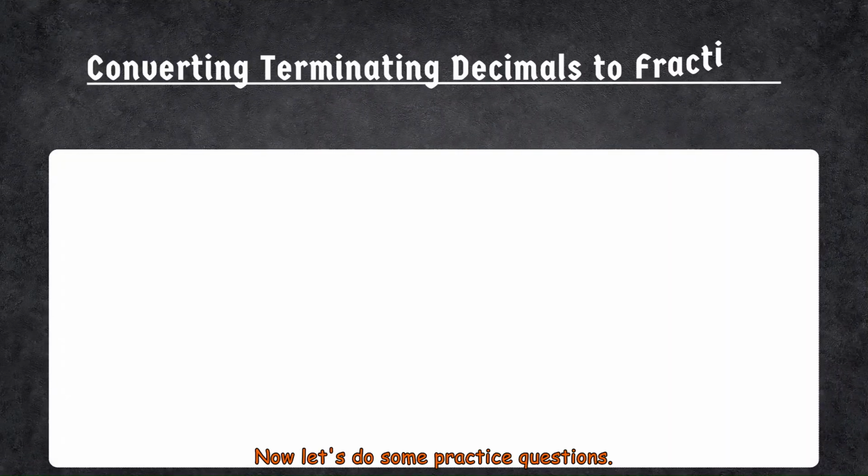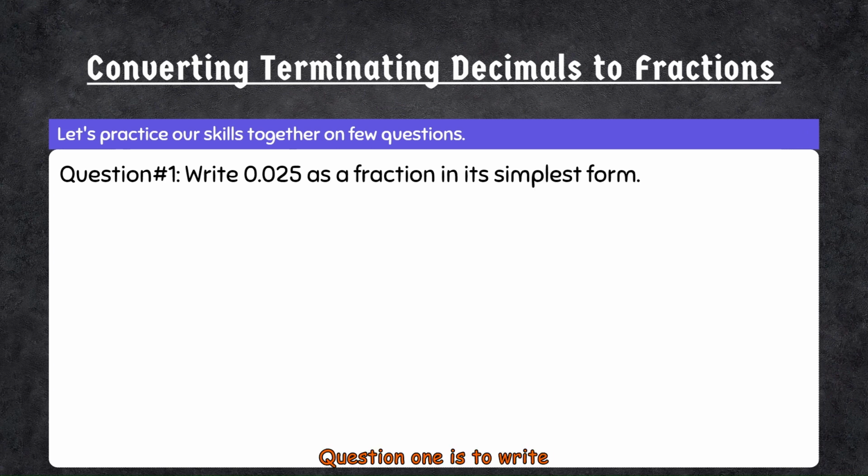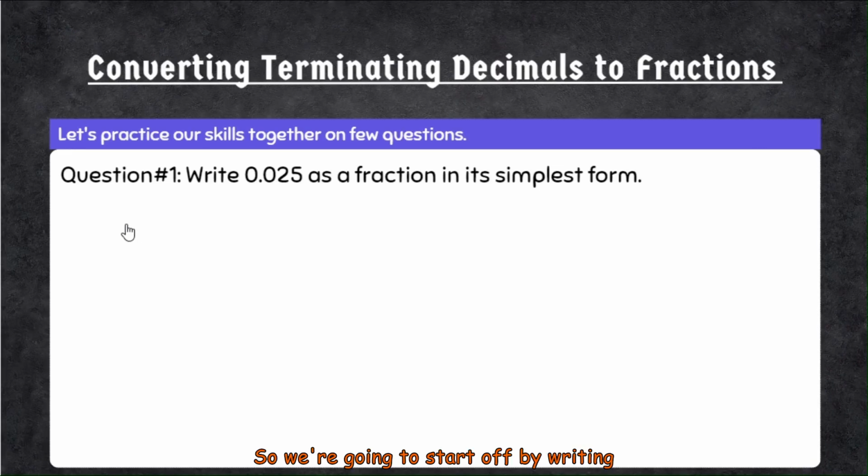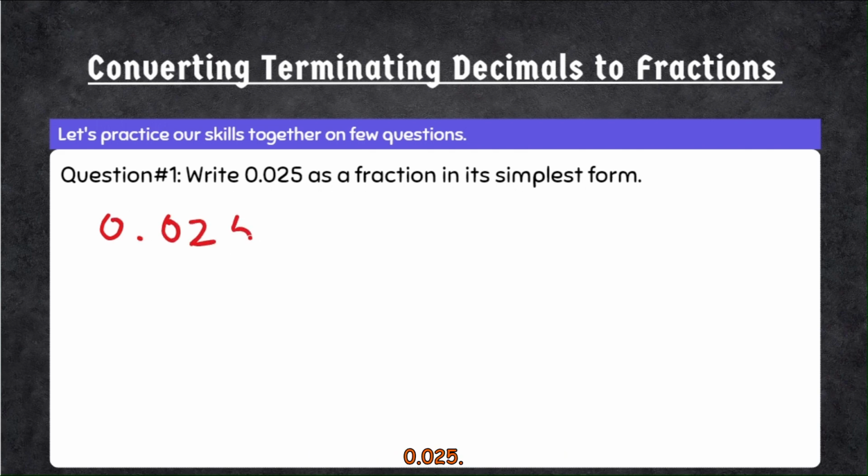Now let's do some practice questions. Question 1 is to write 0.025 as a fraction in its simplest form. So we are going to start off by writing our decimal number again, so 0.025. Then we are going to look at how many numbers we have after the decimal point. So we have 1, 2, 3 numbers after the decimal point. So 3 numbers after the decimal point.